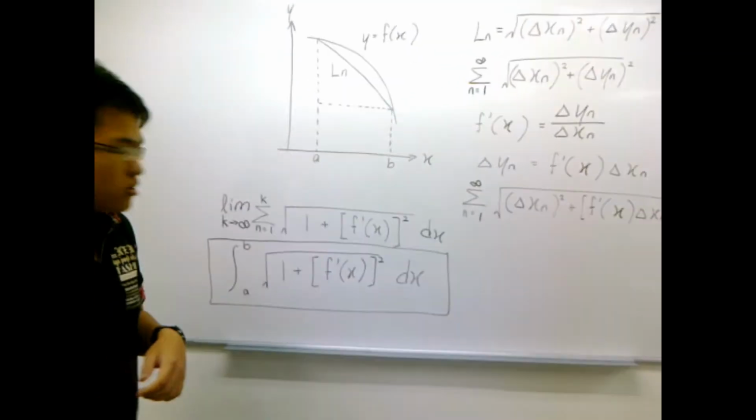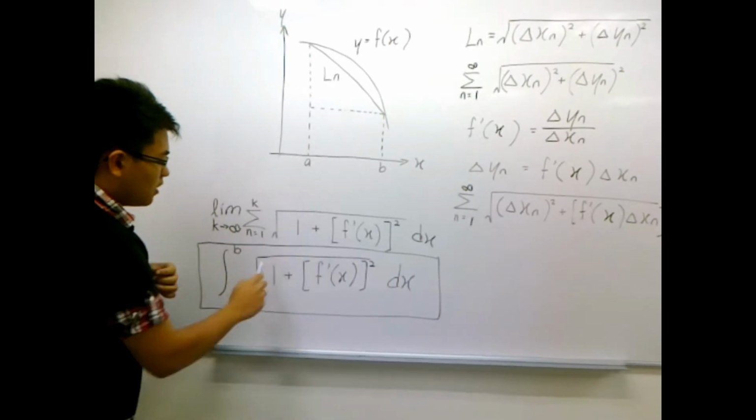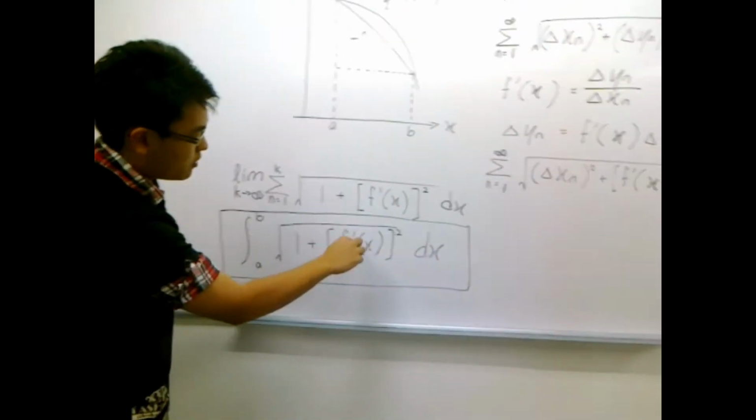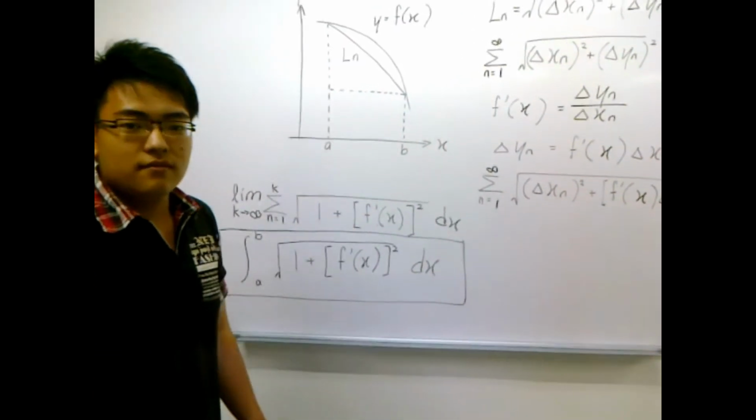And the final equation will be the integral from a to b of the square root of 1 plus f prime x squared dx. And this is the equation of arc length.